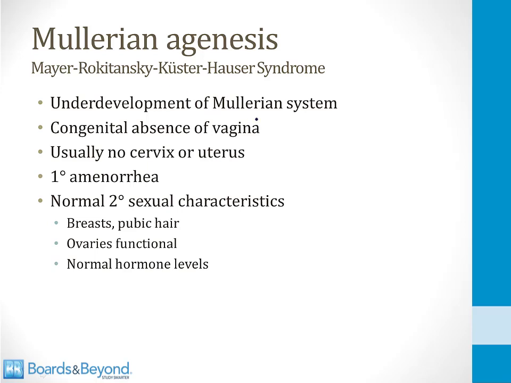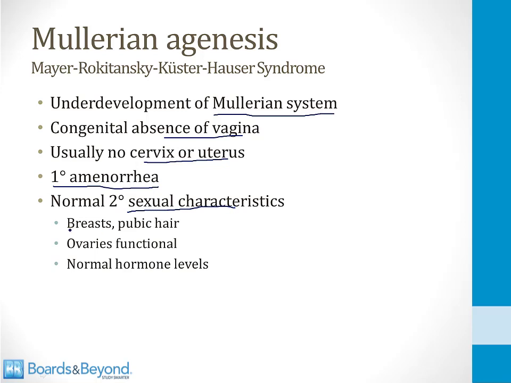In this condition, there is underdevelopment of the Mullerian system, which is the embryologic system that leads to development of the internal genitalia in the female. I talk about the Mullerian system in more detail in the video on genital development. In this syndrome, girl children are born with congenital absence of the upper vagina, and usually there is no cervix or uterus. These are all the structures that derive from the Mullerian system. As a result of not having a uterus, these girls will not menstruate at puberty, and therefore they will have primary amenorrhea. They will, however, have normal secondary sexual characteristics develop at puberty.